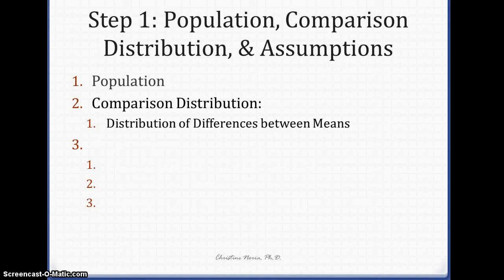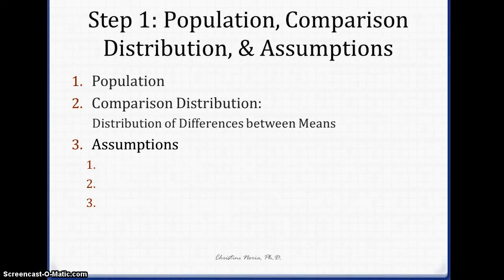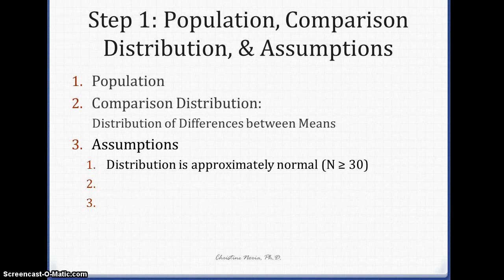Now our third assumption, or our third step is the assumptions. Now you'll notice that these look very familiar. The first is that the distribution of means is approximately normal. And we can assume this pretty safely because of the central limit theorem if the number of people in our study is greater than 30.